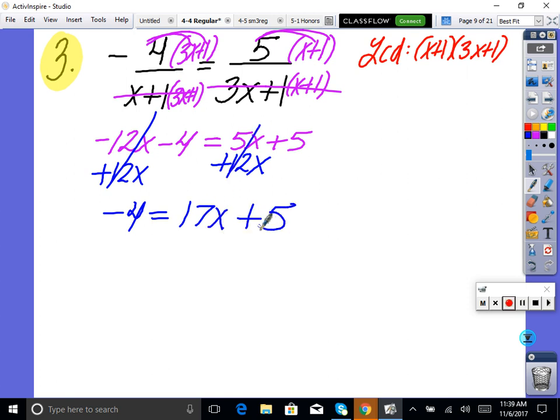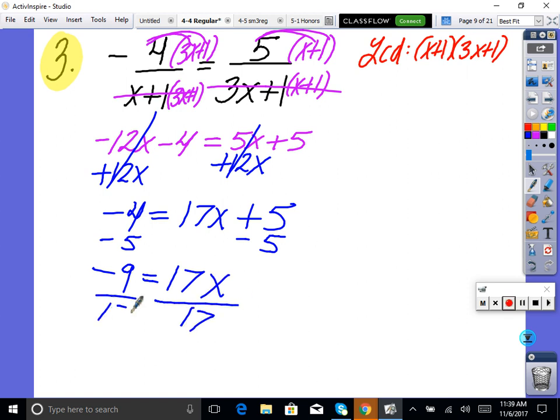Solve for x. Aren't we trying to get x alone? What should I do next? Subtract 5. Negative 9 equals 17x. Next step. So let's go off to the side. X is equal to negative 9 over 17. This is one of the harder ones to check. Let's make sure we have to check though.